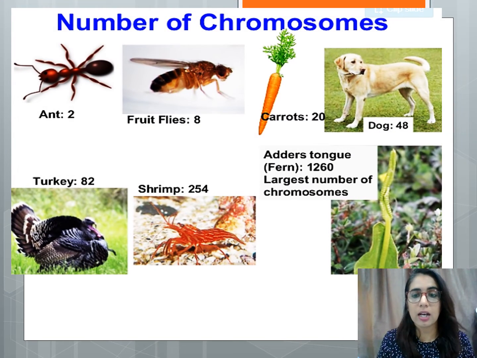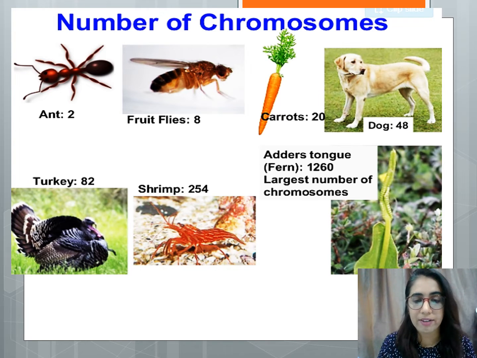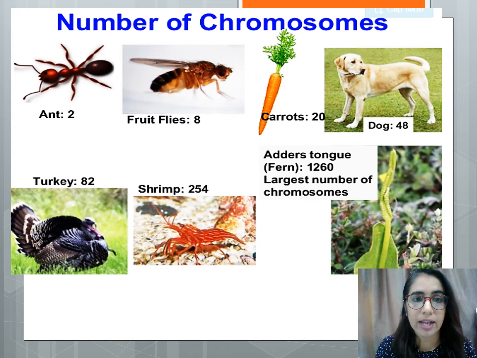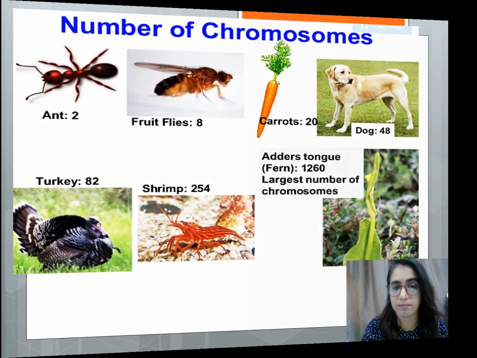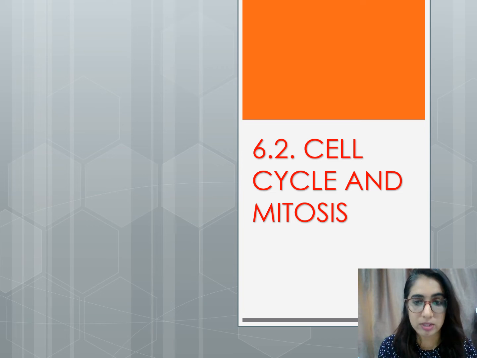The number of chromosomes is different in all organisms. Not all have 46 chromosomes. For example, the ant has only 2 chromosomes. Fruit flies have 8, carrots have 20, dogs have 48, shrimp have 254, and so on. So you can see in this slide, not all animals have the same number of chromosomes, but human beings have 46 chromosomes.